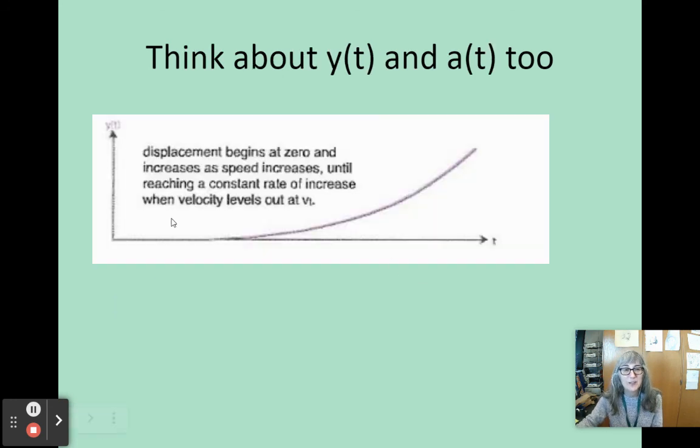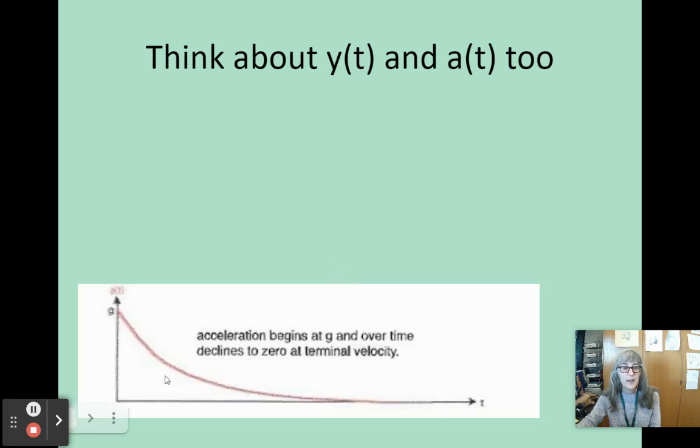And sometimes it's good to know what the other graphs are going to look like too. So if you think about what the position and acceleration are going to look like, displacement is going to start at 0, and then it's going to get bigger as the speed increases, and then it's going to level off and become linear as we reach terminal velocity. And our acceleration is going to start at gravity, and it's going to get less and less and less until it goes to 0. And so they may ask you to graph y of t and a of t as well.